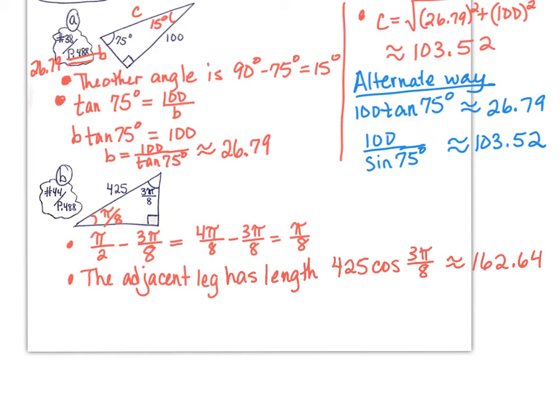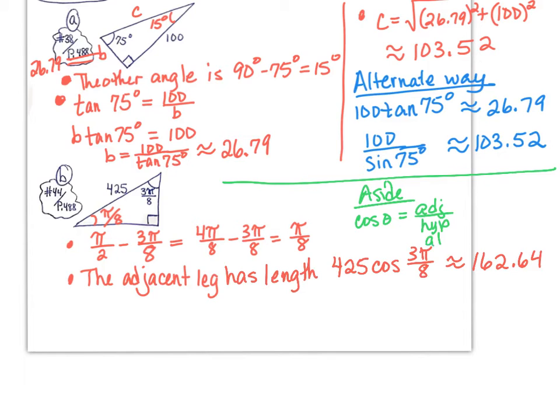Remember, cosine of theta is equal to adjacent over hypotenuse, which means if you solve this for the adjacent, the adjacent is equal to your hypotenuse times cosine of theta. Well, theta is 3 pi over 8. Your hypotenuse is 425. So you get this. Does that make sense? Okay. What is the opposite leg?